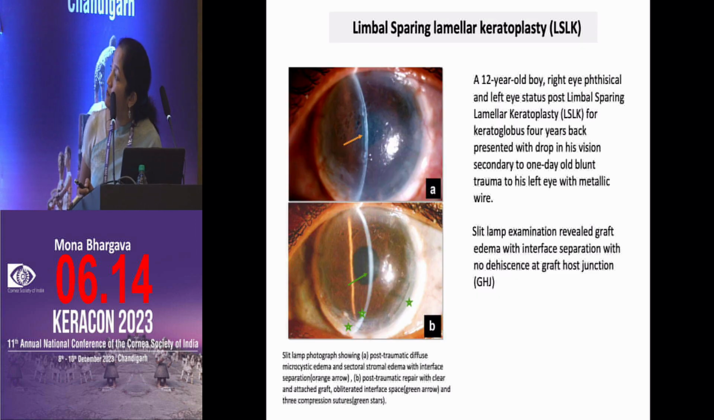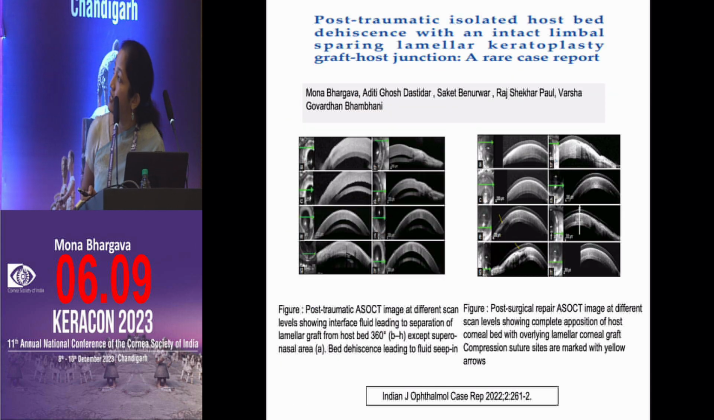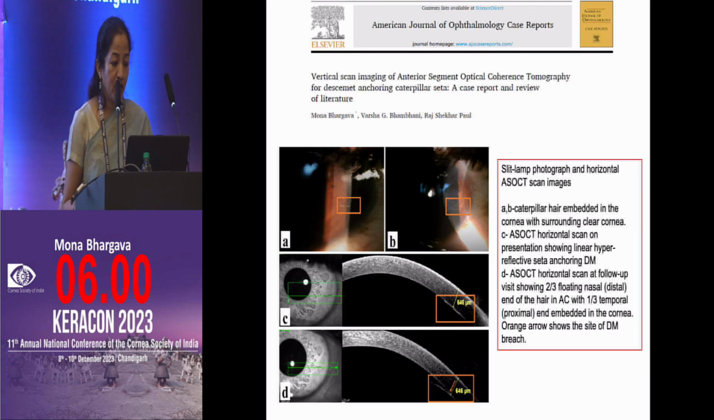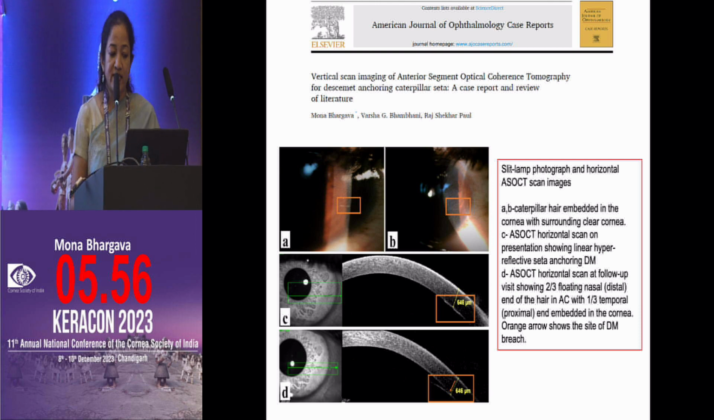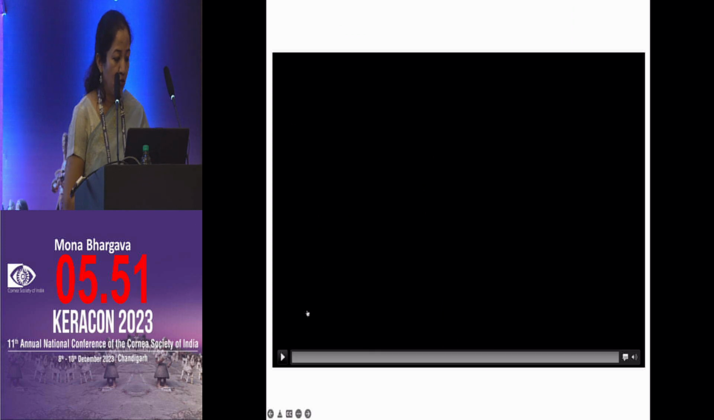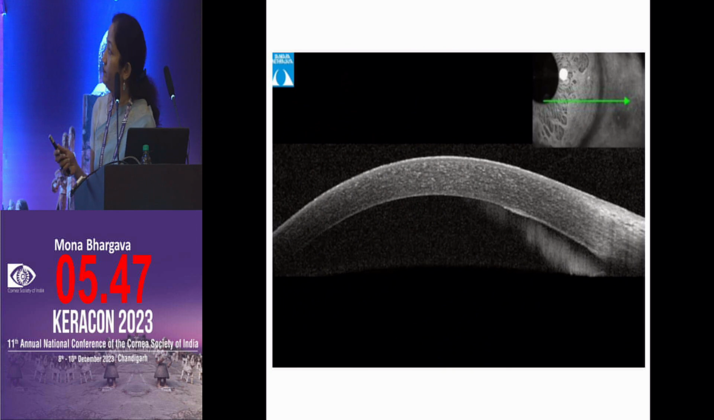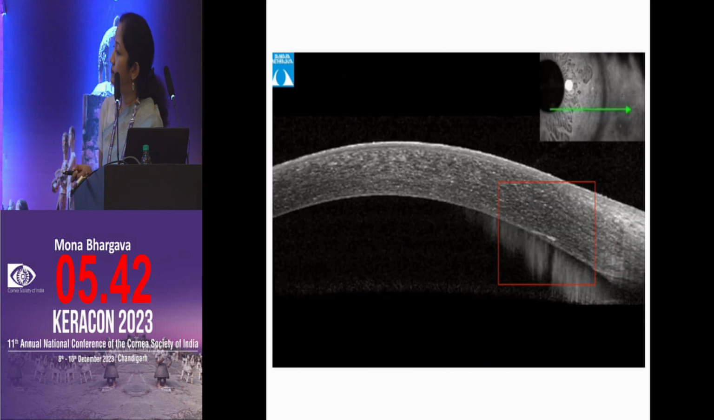Here, interface fluid and separation seen, which is more easily delineated in ASOCT scans with host bed separation with intact graft host junction, which resolved after compression sutures and descemetopexy. Here again we see a vertical scan imaging, which is advantageous over the horizontal scan. With a short video presentation, we will go through it. The hyperreflective hair strand precisely just overlaid and followed the Descemet's arc, breach could not be determined with certainty.